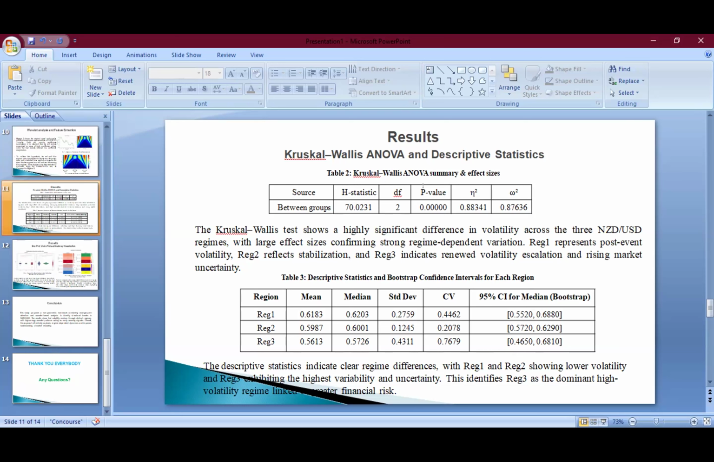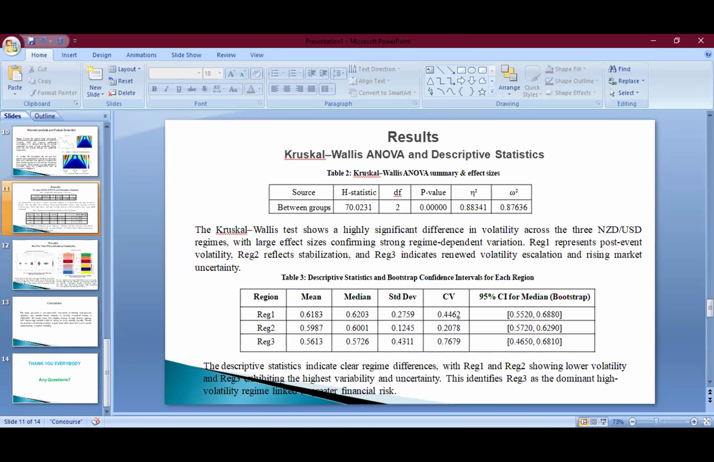So these are the results, from the Kruskal-Wallis test. From these results, you can see that the p-value is very small, which means the result is significant. The large effect size, confirmed also by the omega squared, indicates a large effect, and our test is significant. So it indicates that our method is working properly: region 1 represents positive volatility, region 2 reflects stabilization, and region 3 indicates volatility escalation and price market uncertainty.